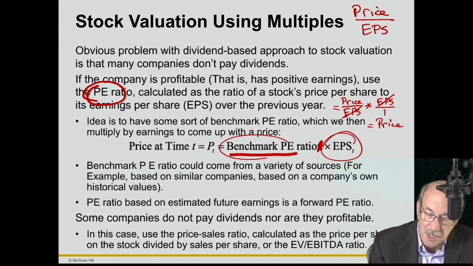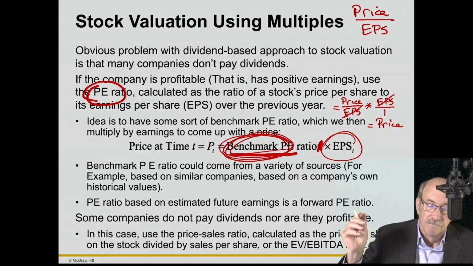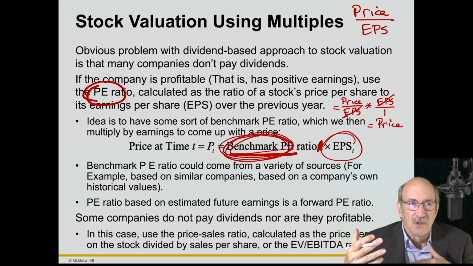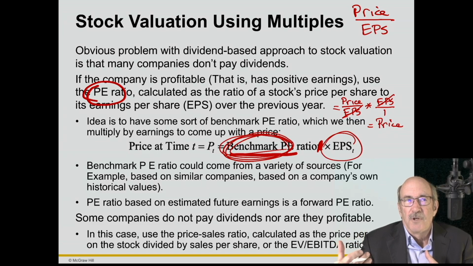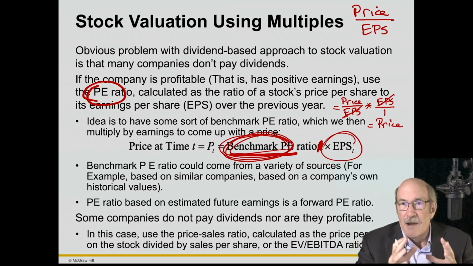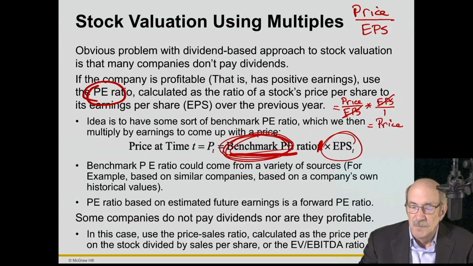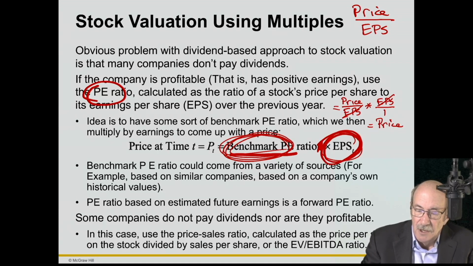Now, where does this benchmark PE ratio come from? Well, it comes from comps, just like with the house. It comes from other companies that are very much like our subject company, and we look at what their PE ratio is. And we do that for 3 or 4 or 5 or 6 or 7 other companies. We get an average PE. We say, well, let's use this average PE from these other 6 or 7 companies and see what price we get for our subject company by multiplying that average PE by the subject company's EPS.